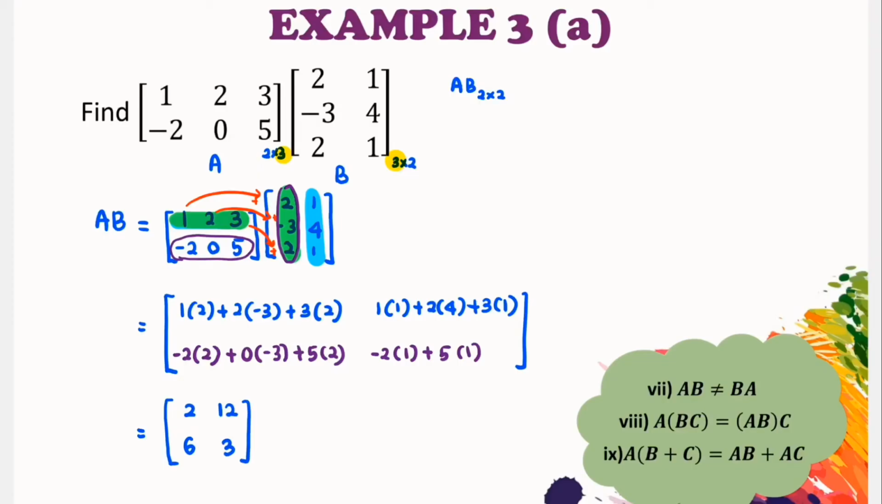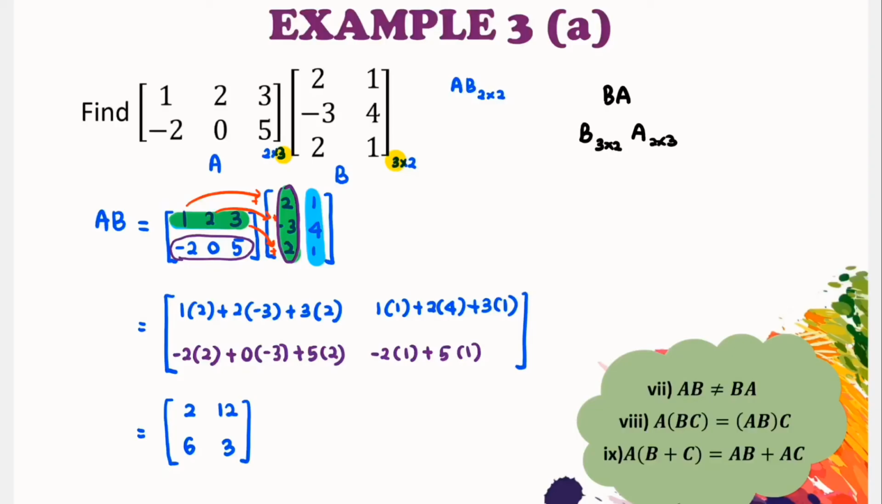We need to remember that the product of AB is not the same as the product of BA. Multiplication is a bit different because we need to know the order. Let's say we want to find BA. We already know that the product AB is a 2 by 2 matrix. How about BA? B comes from this matrix, a 3 by 2 matrix, and A is a 2 by 3 matrix.